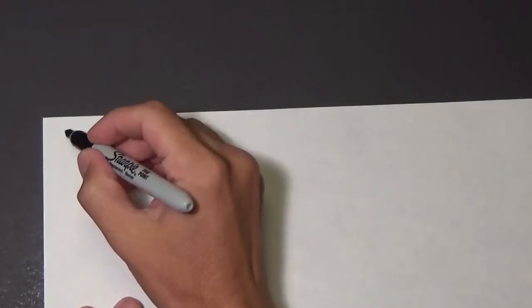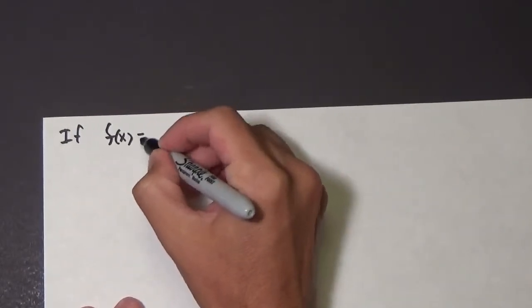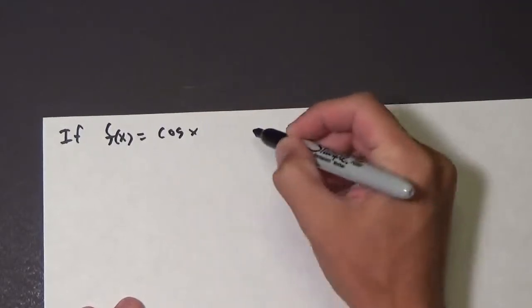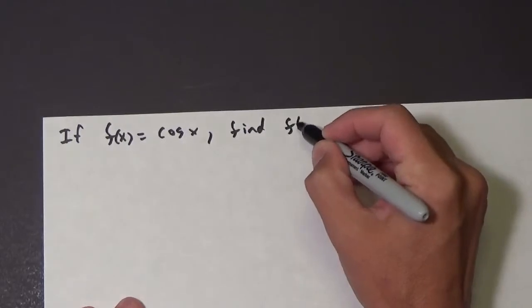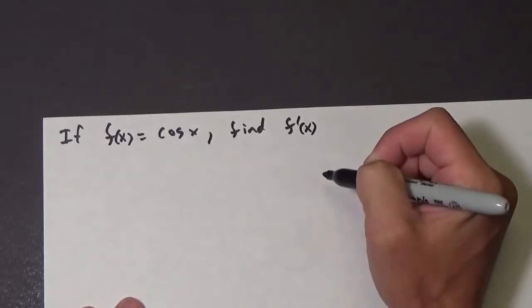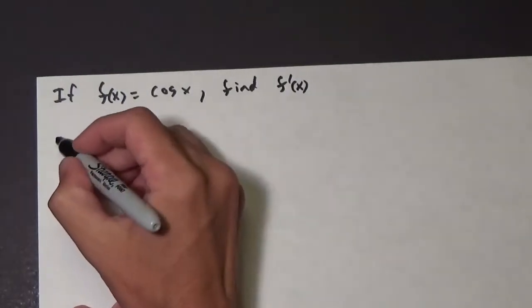All right, so next we need to get the derivative of the cosine. So let's go ahead and work on that. If f of x equals the cosine of x, find f prime of x.